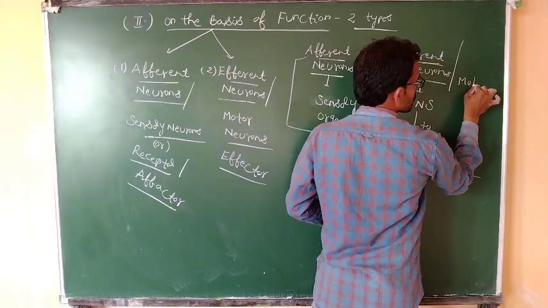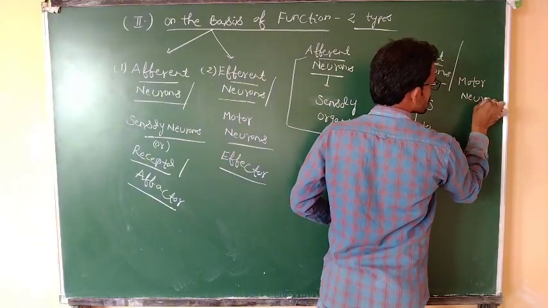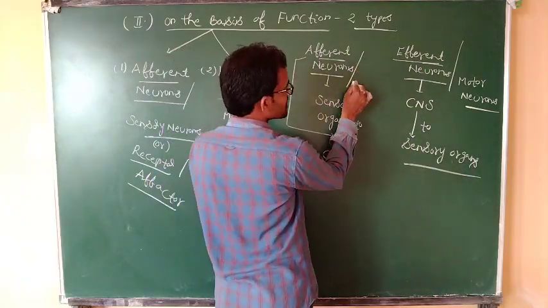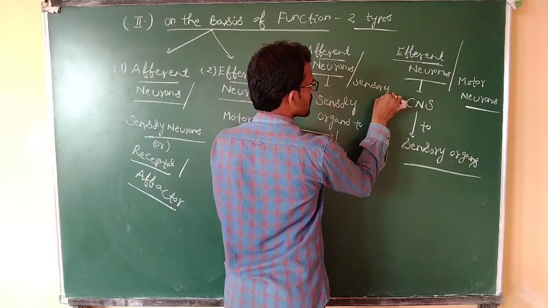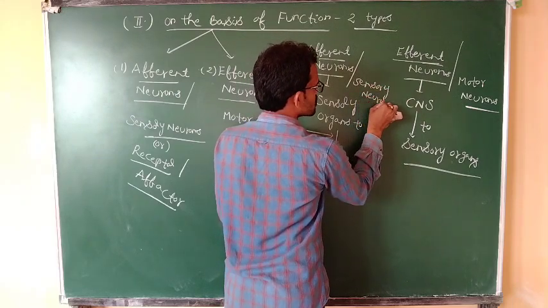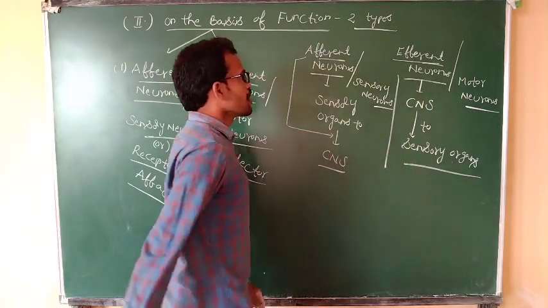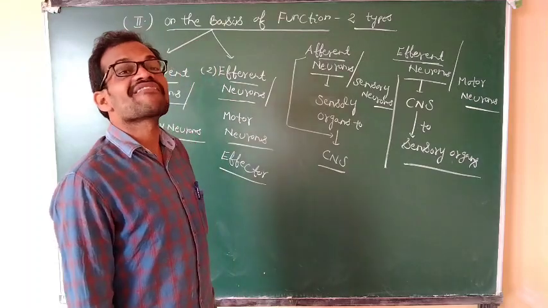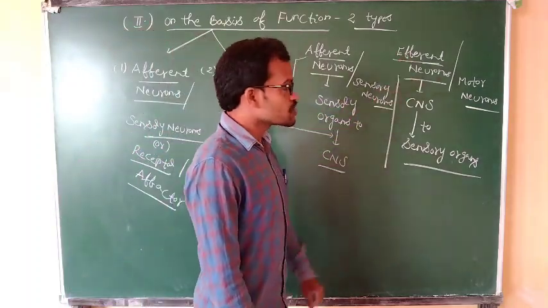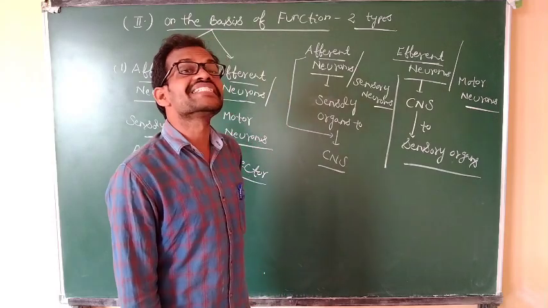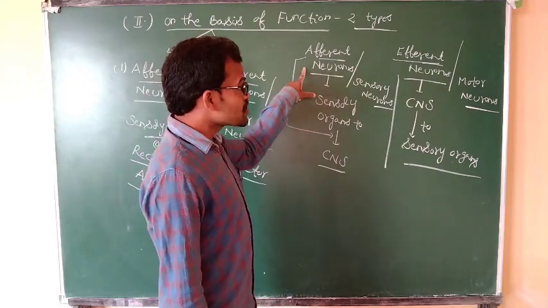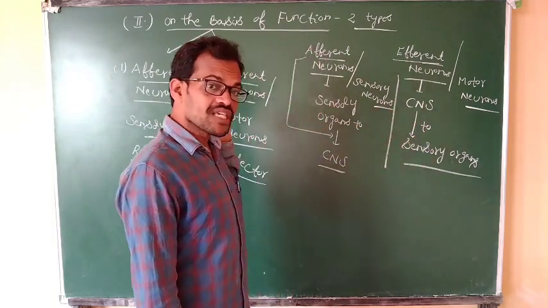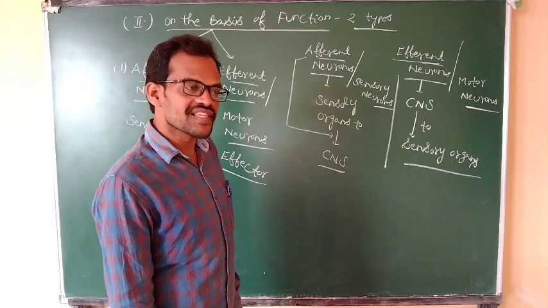The afferent neurons are also known as sensory neurons. What is the function of the afferent neurons? They send the message from the sensory organs to the central nervous system. And the efferent neurons send the message from the central nervous system to the organs.